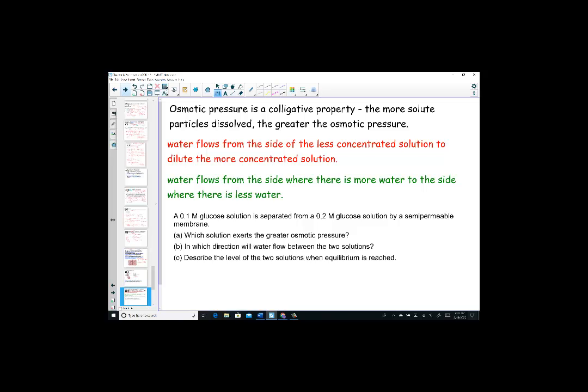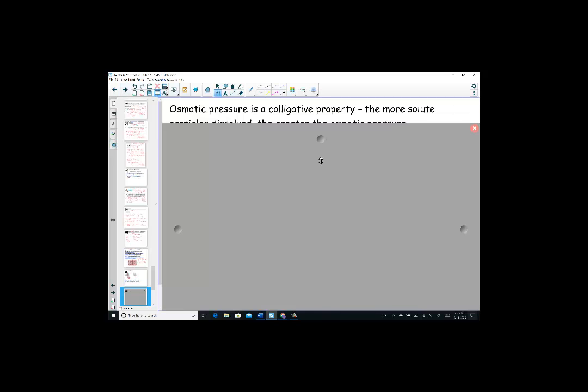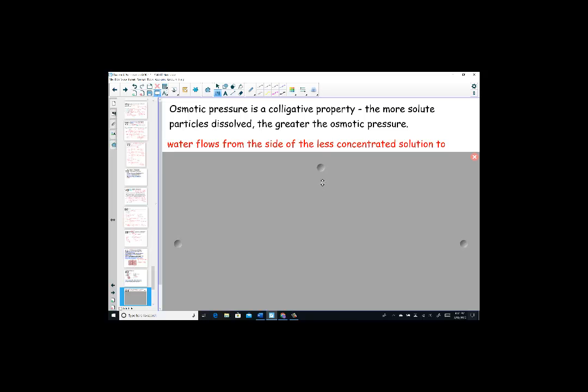Osmotic pressure is a colligative property. Let's go through these points one at a time, so let's cover them up and discuss. This is a colligative property, which means the more solute you have in that solution, the greater the osmotic pressure. Remember, it doesn't matter the identity, it just matters how much. The more and more particles you have in solution, the greater the osmotic pressure.